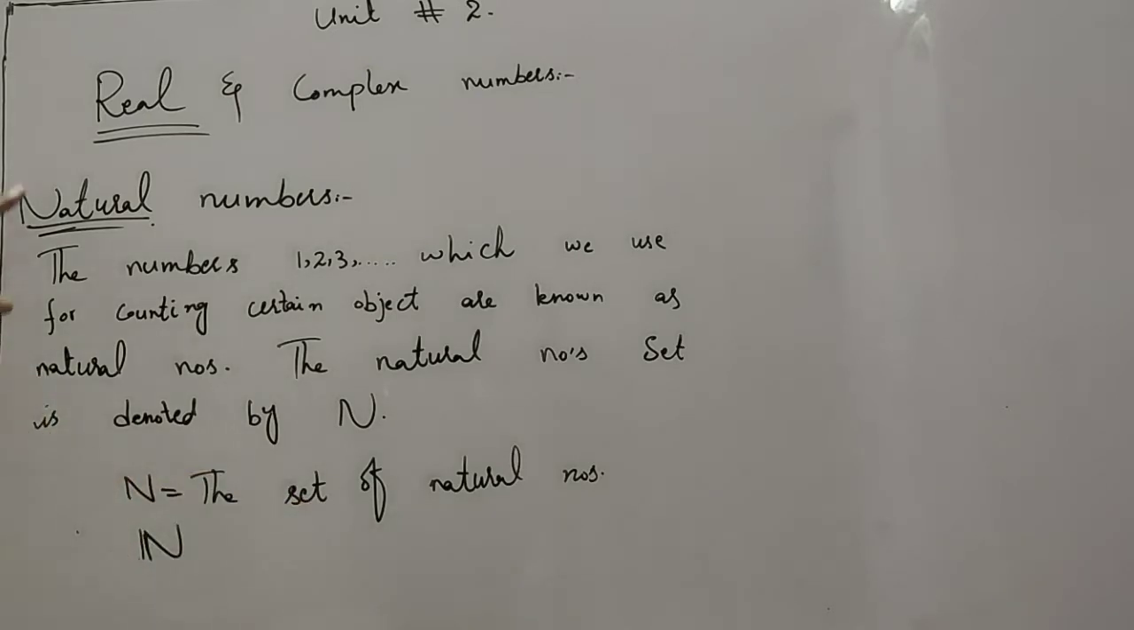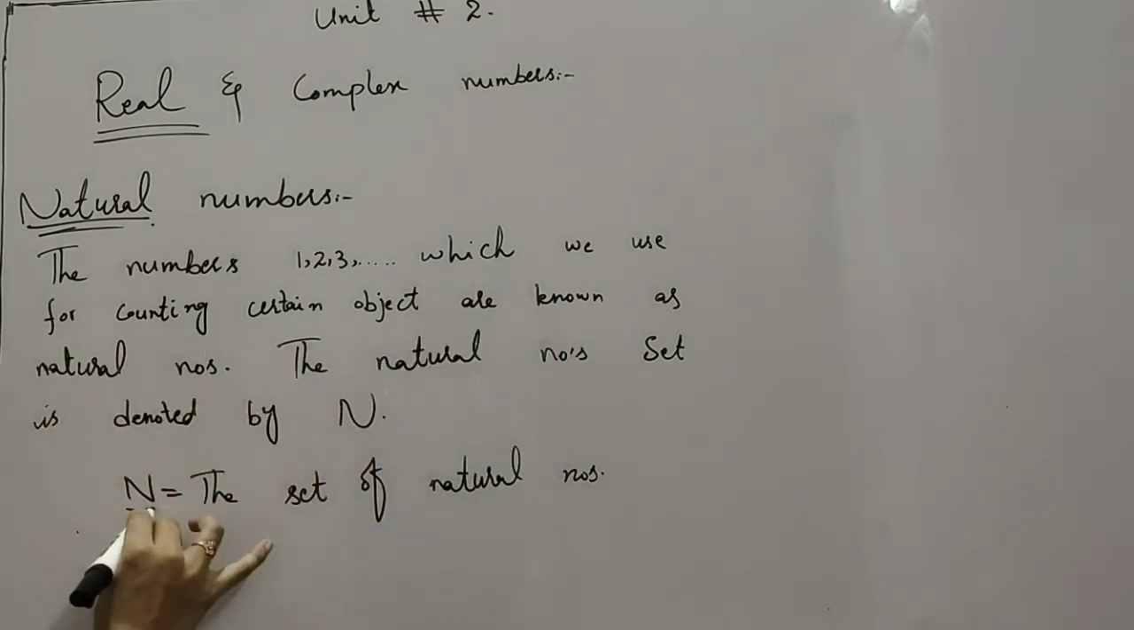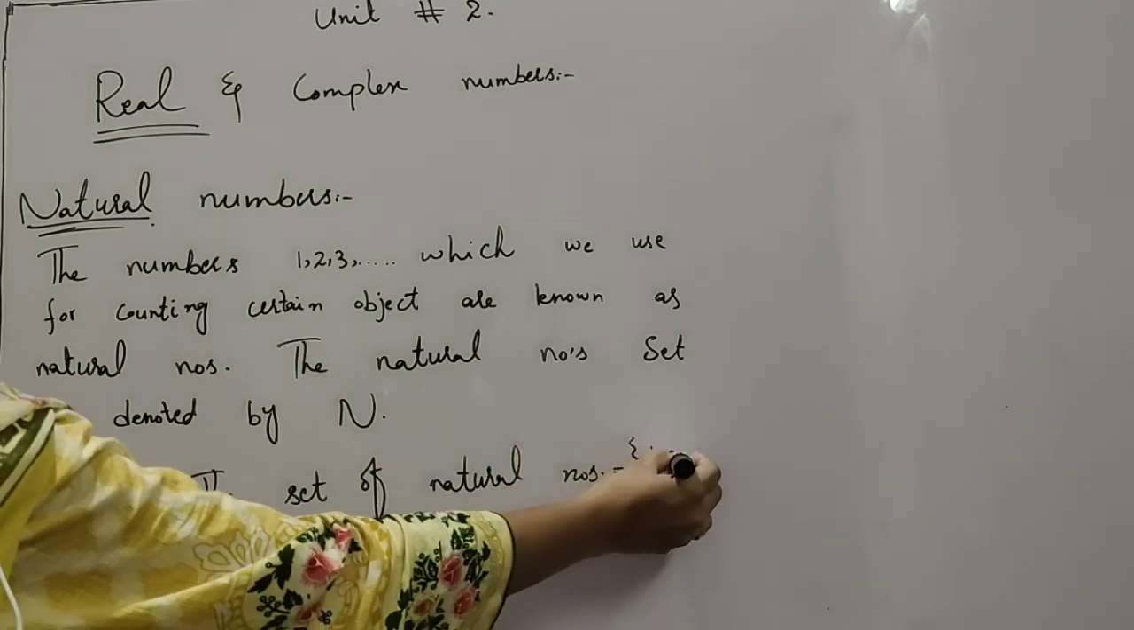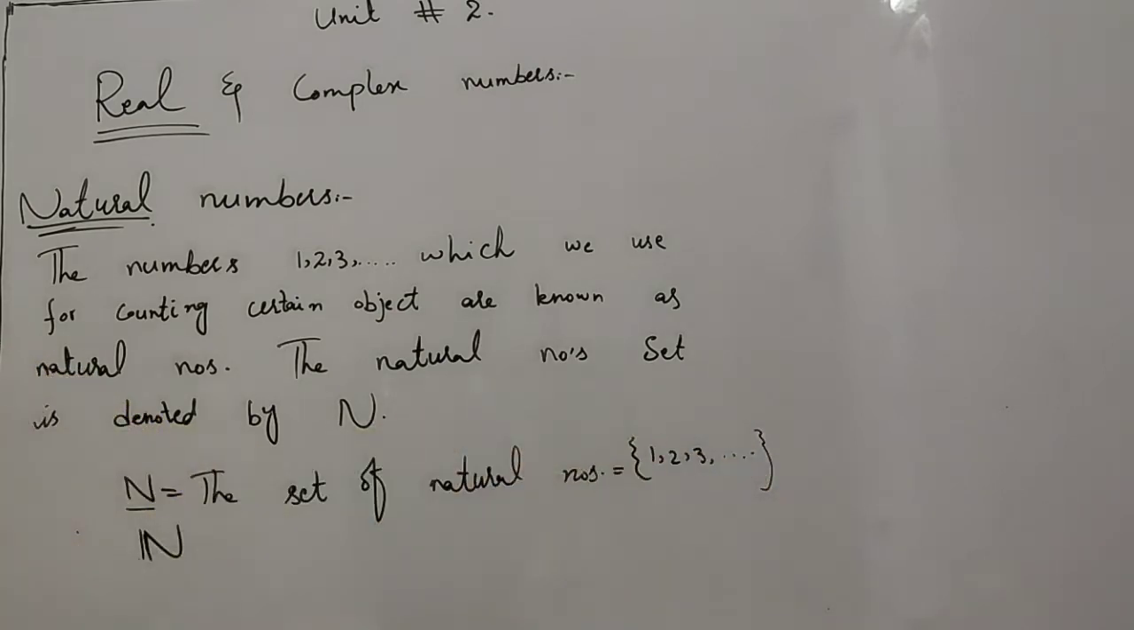Okay, now what is the natural numbers? The number which we use for counting certain objects. For example, if we want to count something, we count that 1, 2, 3, 4, 5 and so on. So the natural numbers are used for the counting. The natural numbers set is denoted by N. N is equal to the set of natural numbers, and it is equal to 1, 2, 3 and so on. It starts from the 1.